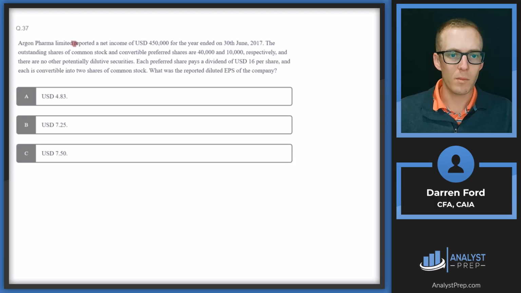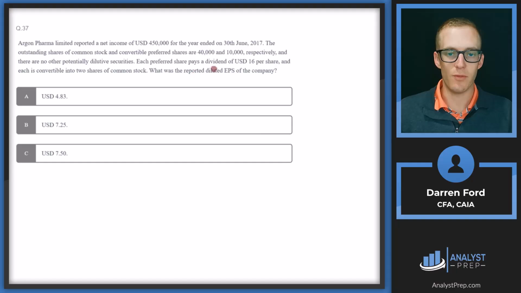Answer A. Argon Pharma Limited reported a net income of $450,000 USD for the year ended June 30, 2017. The outstanding shares of common stock and convertible preferred shares are 40,000 and 10,000 respectively. And there are no other potentially dilutive securities. Each preferred share pays a dividend of USD 16 per share, and each is convertible into 2 shares of common stock. What was the reported diluted EPS of the company?